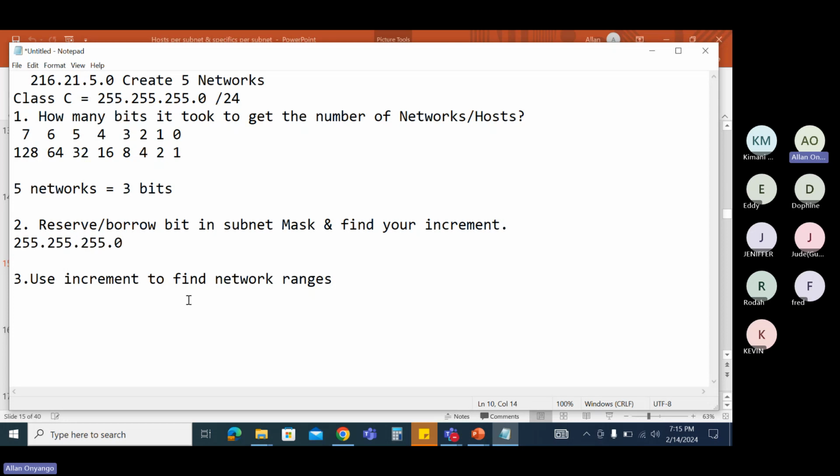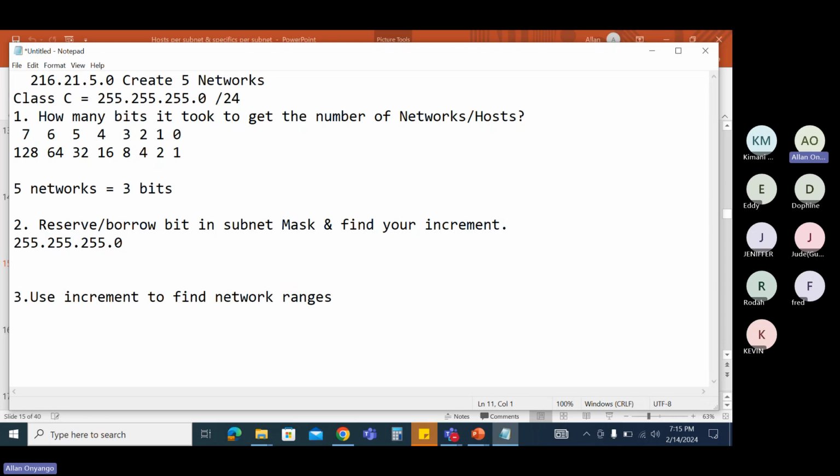We need to borrow bits on the subnet mask. Our subnet mask is not found in bits. It is found in the decimal. So we have to write it in bits now. 255 in bits. How many ones? Yeah, 8 ones. 1 2 3 4 5 6 7 8. That is the first 255. Then the next one will be 1 2 3 4 5 6 7 8.